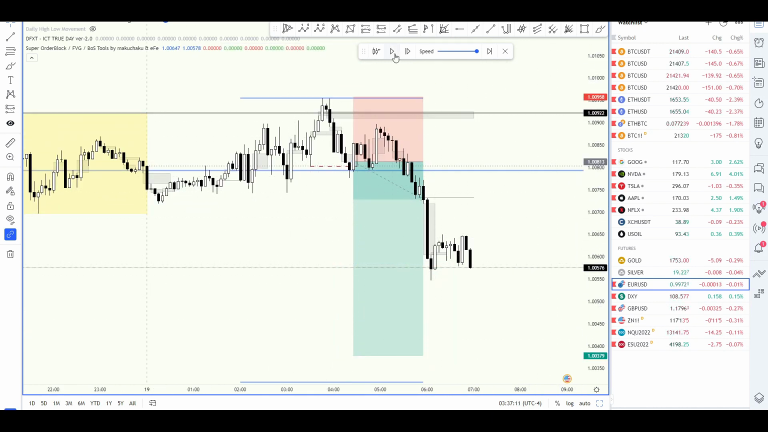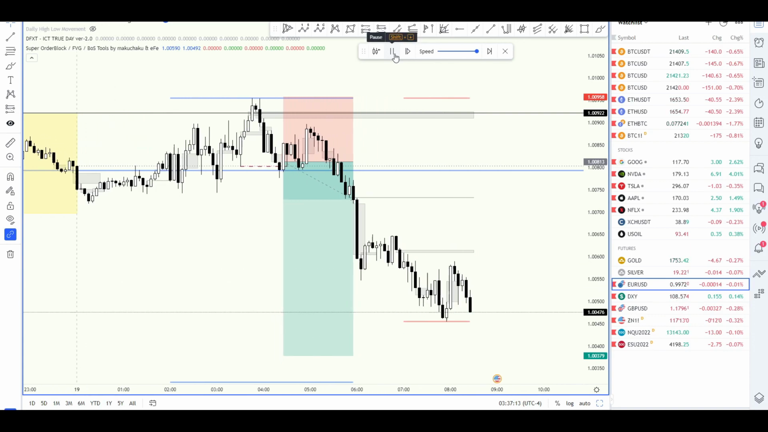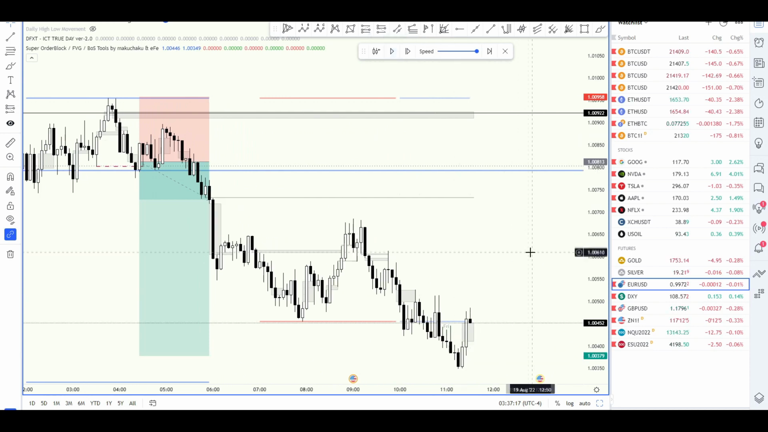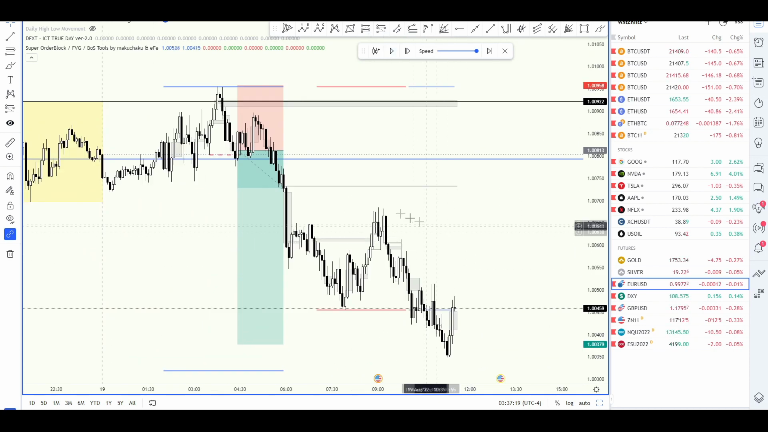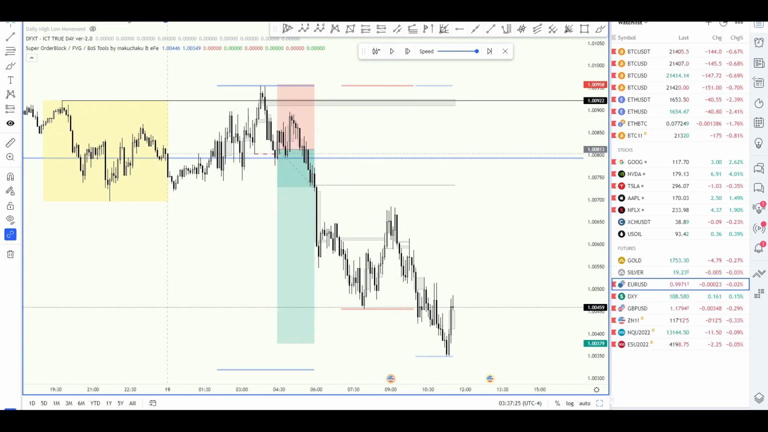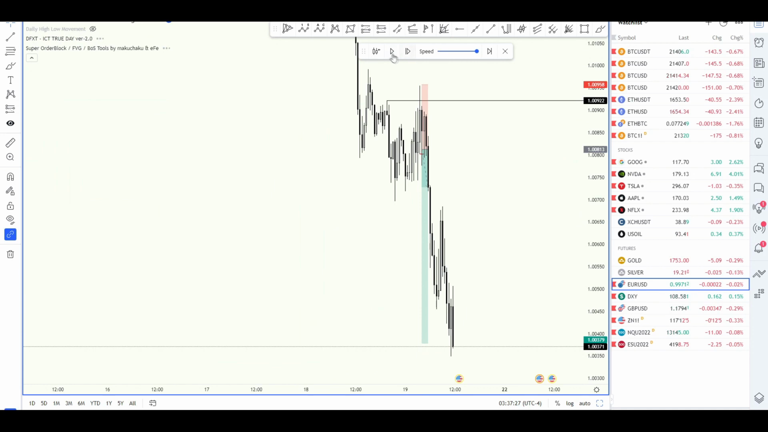And that is it. Let's see what is the result. And the TP is taken. As you can see, we took the trade on the London session, and that was a profitable trade. So let's move to another day.